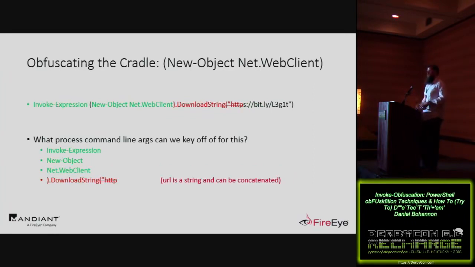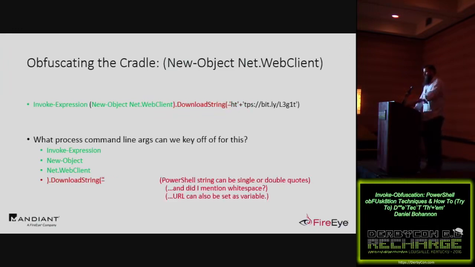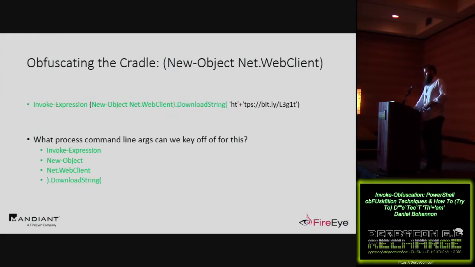Next, the URL is a string. We can concatenate this string on the fly or set it as variables. With single quotes, double quotes, doesn't matter. We can add white space. Let's go ahead and get that out of there. DownloadString. Why could this be problematic?